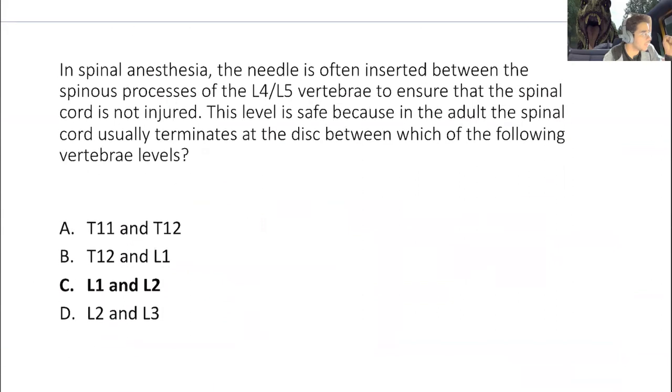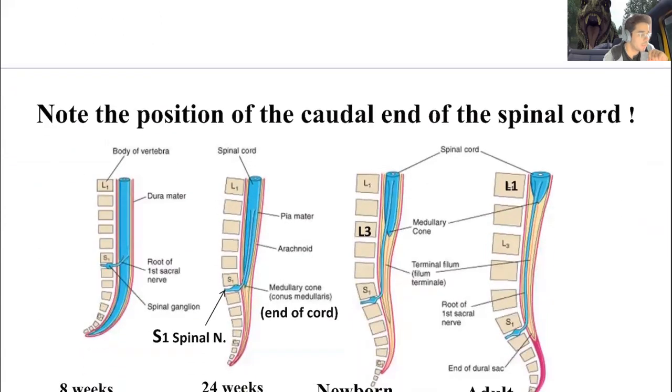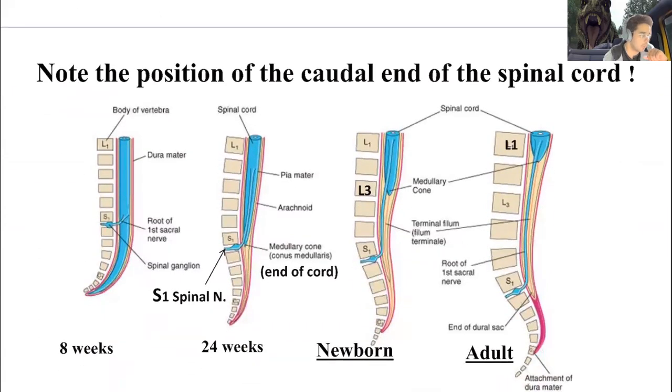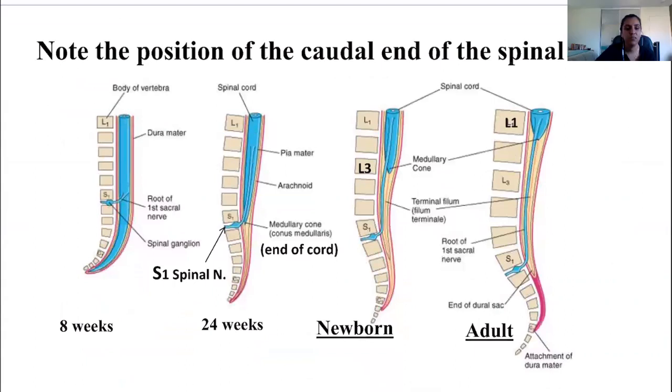So if you take an assessment of this, what you need to know is that for the safest level, because the spinal cord usually terminates at the L1, L2 level, the best place that you would likely do a lumbar tap is going to be L4, L5. Okay.